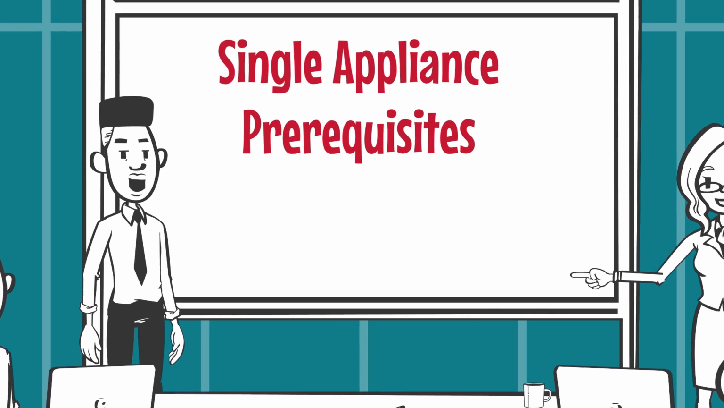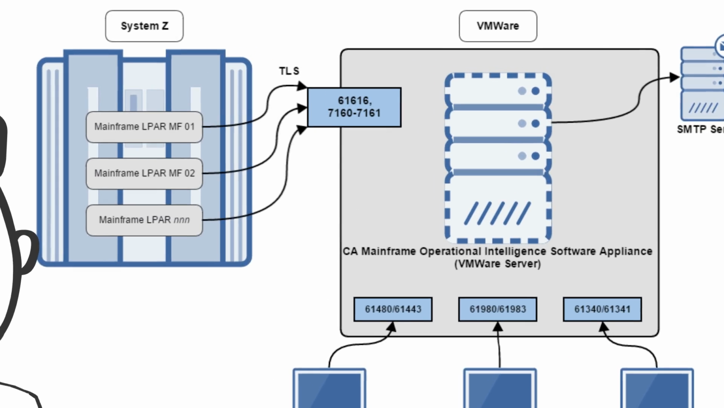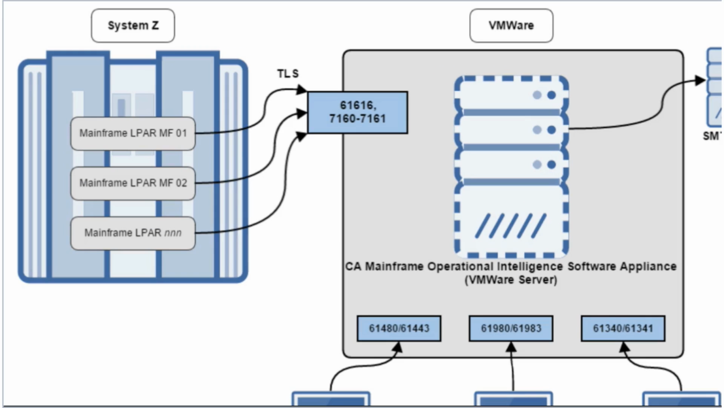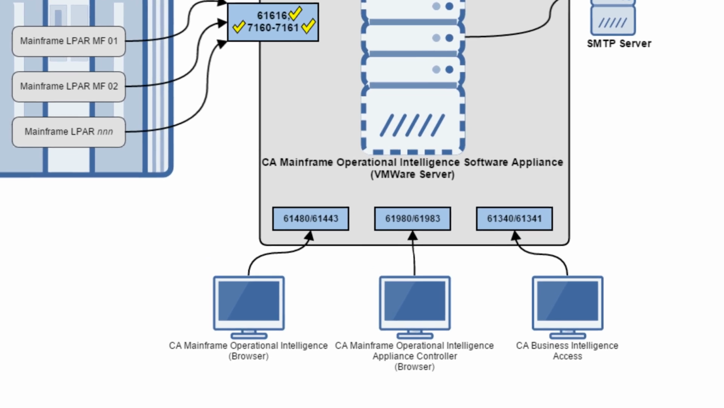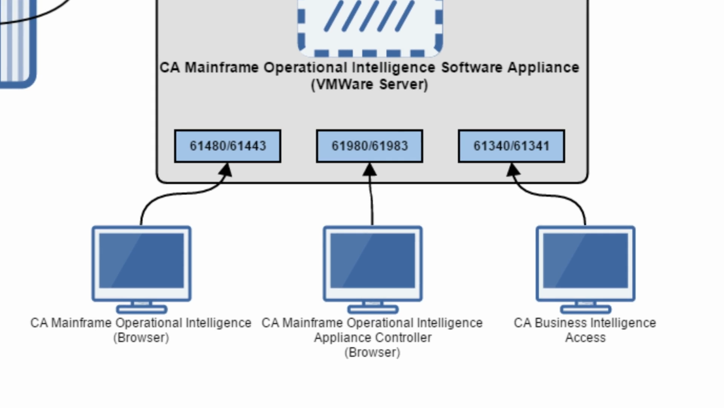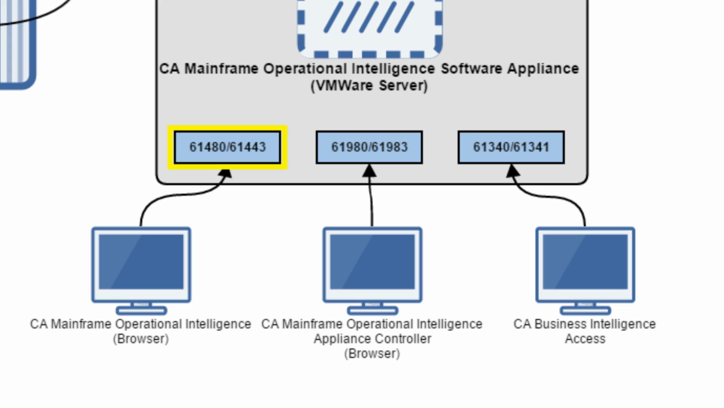CCS microservices that deliver data from the mainframe to the appliance use ports 61616, 7160, and 7161. The CA Mainframe Operational Intelligence appliances use port 61480 for HTTP and 61443 for HTTPS. The CA Mainframe Operational Intelligence Appliance Controller uses ports 61980 for HTTP and 61983 for HTTPS.